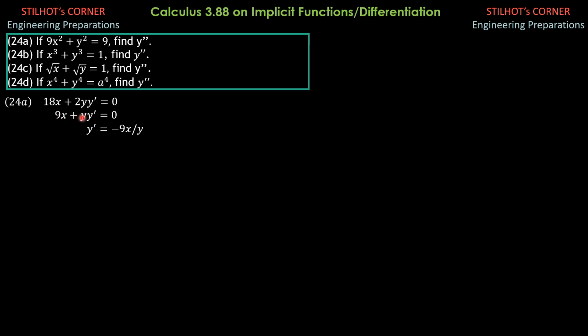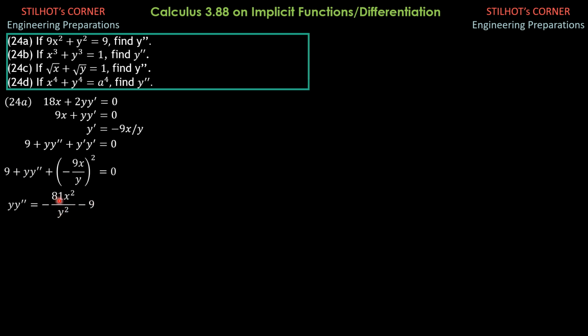We differentiate this equation further and write it as 9 plus y times y double prime plus y prime times the derivative of y, that is y prime squared, equals 0. Replacing y prime with negative 9x over y, we have 9 plus y y double prime plus the quantity negative 9x over y, squared, equals 0. So y y double prime equals negative 81x squared over y squared, minus 9. Take note that this 81x squared over y squared is positive here, transposed to the right. So we have negative 81x squared over y squared, then minus 9.